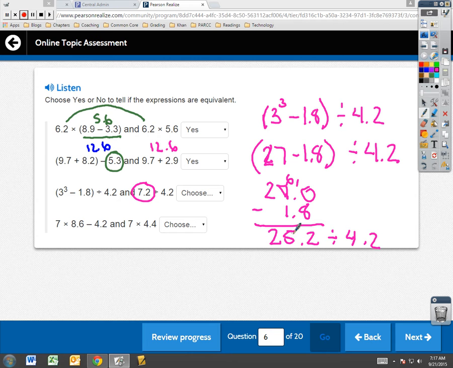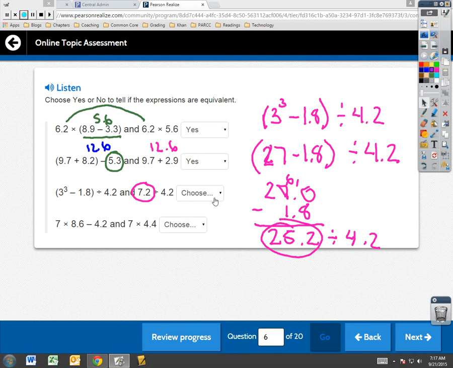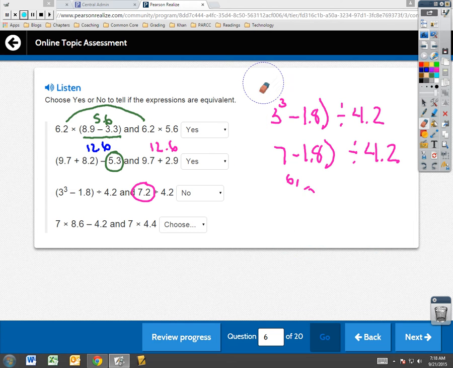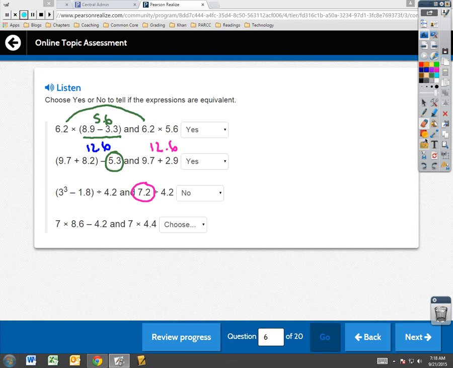These two dividends are not the same, but yet the divisors are the same. So then the quotient would not be equal. So I'm going to hit no. Those two expressions, or numerical sentences, would not be equivalent. Take a look at the last one.